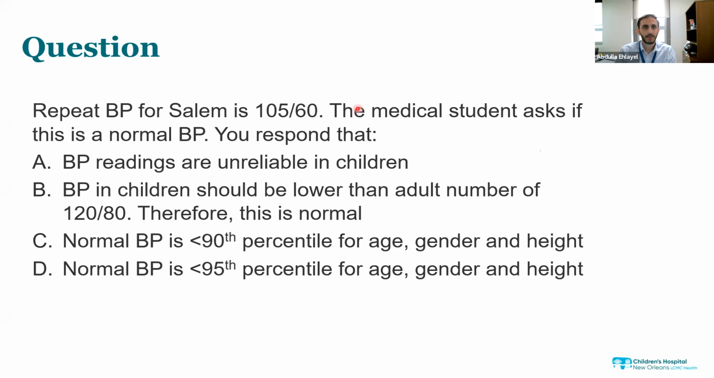حدا بحب يشارك أو بالchat box خبروني شو رأيكم. A, B, C, or D. So برضه C, yes. لما كتبت السؤال ما انتبهت إنه both answers were C, بس yes. مش دائما أنه C صح ولكن in this situation, yes. Normal blood pressure is less than the 90th percentile for age, gender, and height.